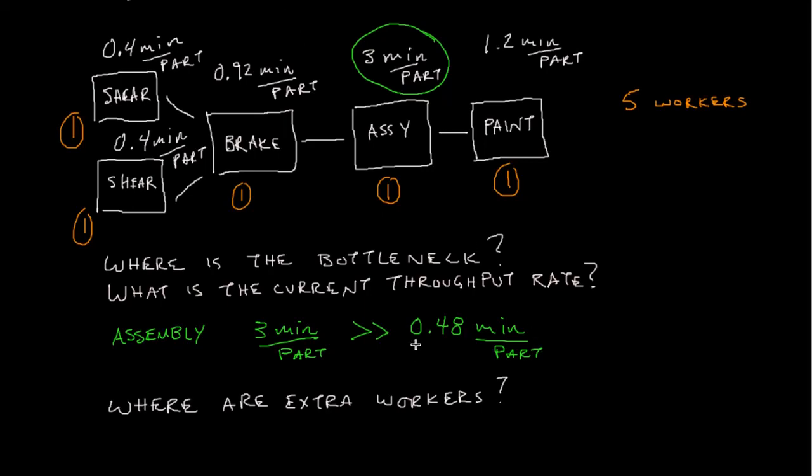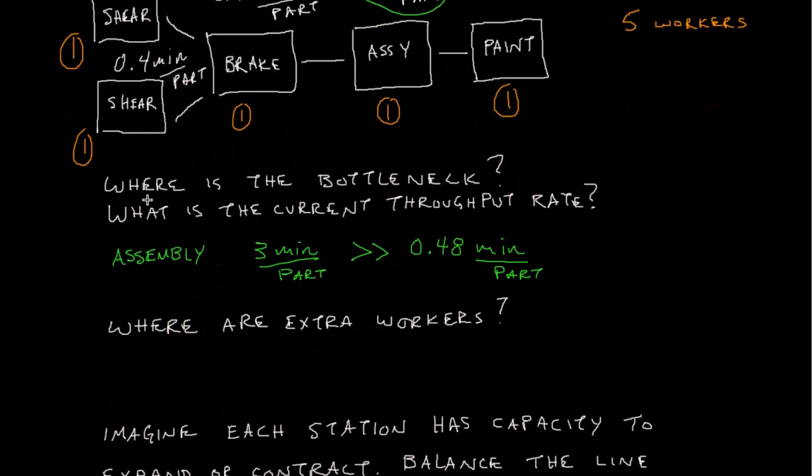Okay, and then likewise, where are there extra workers? Well, it seems to me that shear has a relatively low throughput rate, just even one shear, and then there's 2 shear operations here. So let's see if we can calculate the throughput rate at shear. There's probably extra workers at shear.